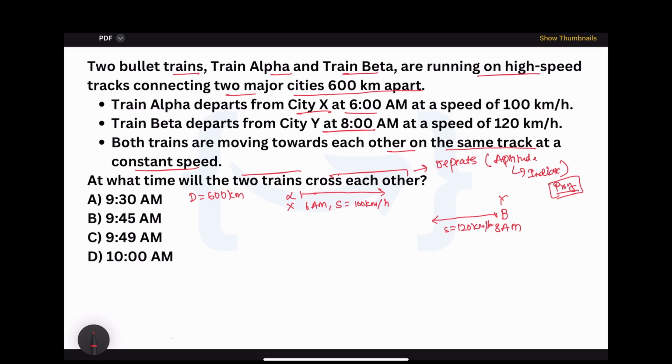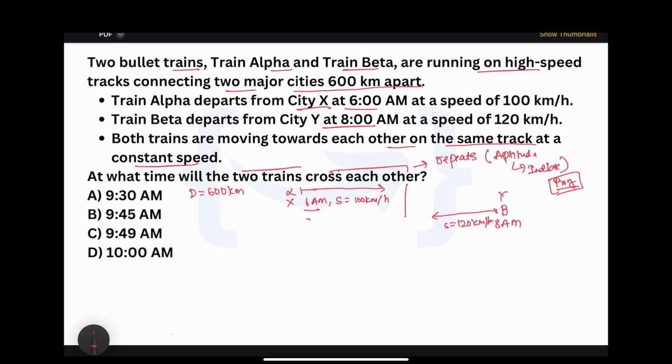You need to find when they will collide. So first of all, my alpha train left city X at 6 a.m. So if I find how many kilometers my alpha train has covered till 8 a.m., I will be able to simplify the question a bit. So let me find it. So find the distance: distance is speed into time, isn't it? So we are finding the distance alpha covered till 8 a.m. So how much is the time difference between 6 a.m. and 8 a.m.?